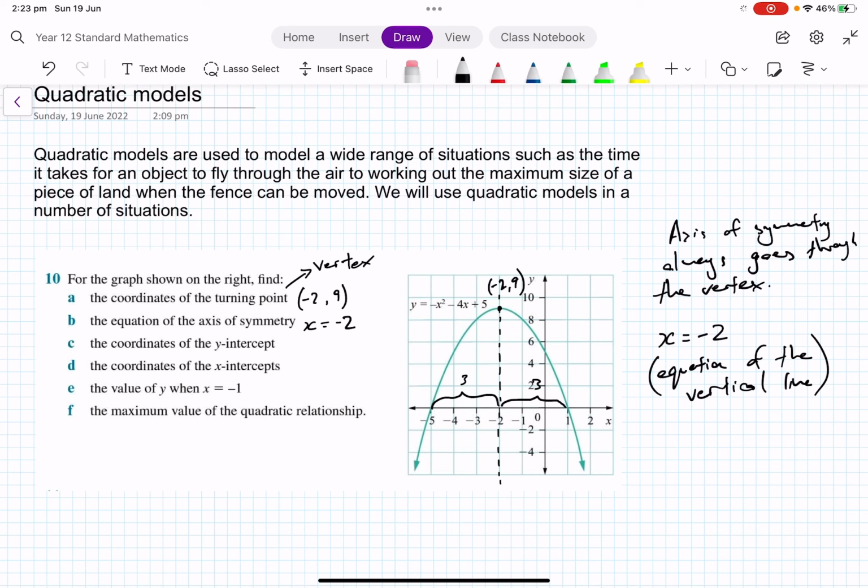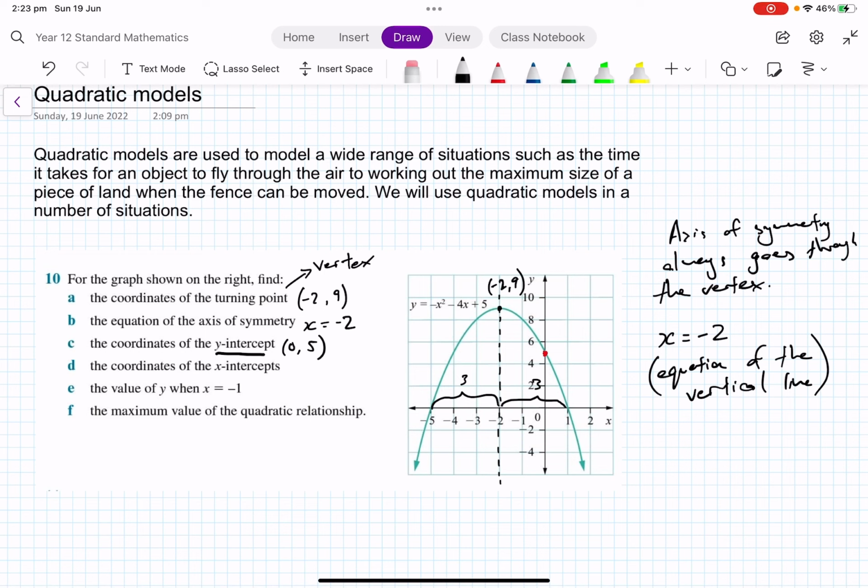Let's move to 3. The coordinates of the y-intercept. The y-intercept is where we cross the y-axis. In this case, it's here. This is a more graphical approach. It's good to give it as a coordinate, so it's 0, 5. That's the coordinates of the y-intercept.